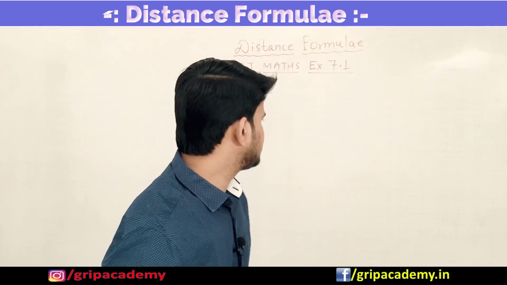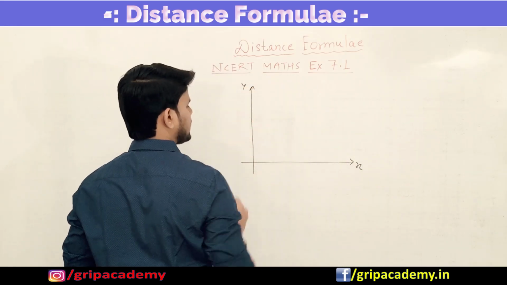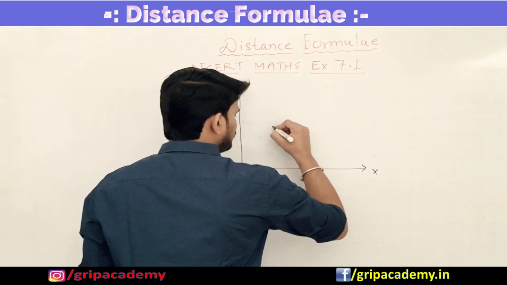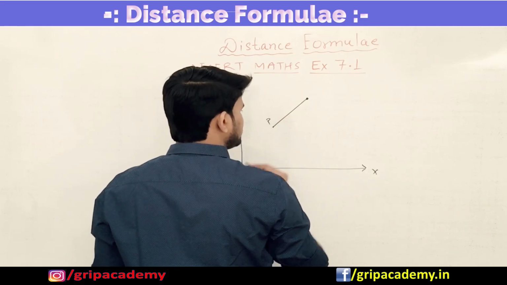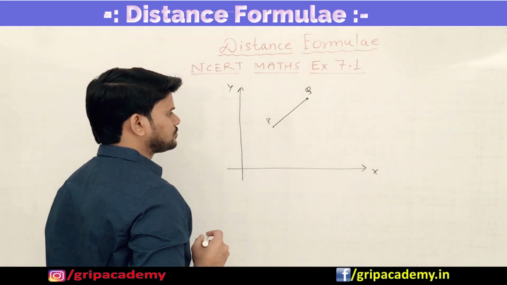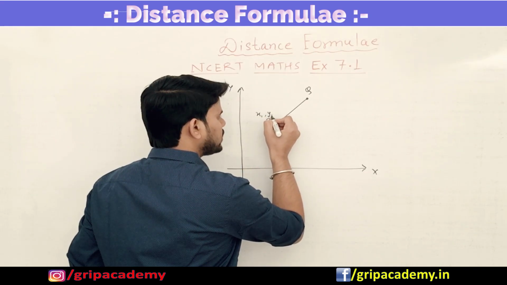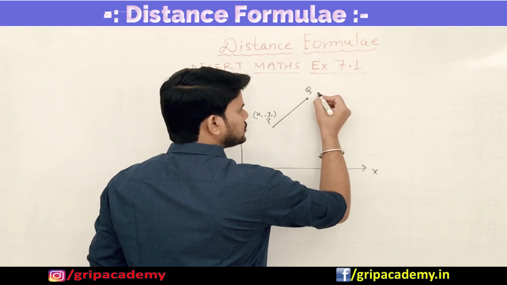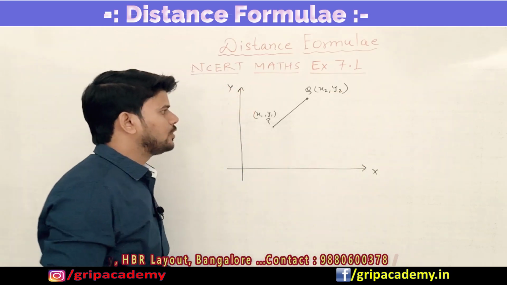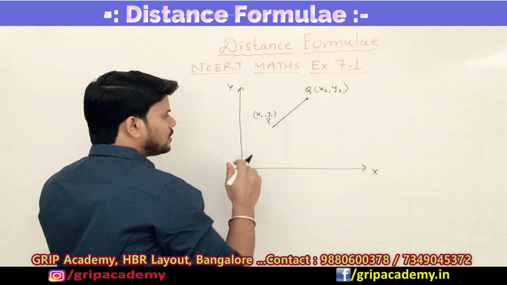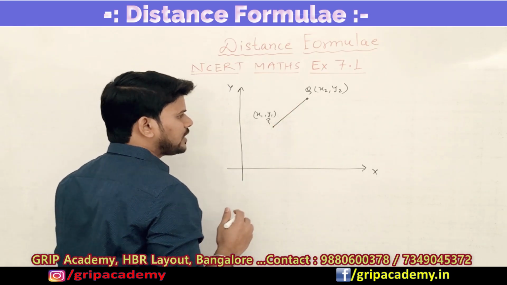Okay, so let's consider this is the x-axis and this is the y-axis. Consider two points are given, one point is P and another point is Q. Let the coordinates of point P be x1 comma y1 and the coordinates of point Q be x2 comma y2. So we have to find the distance PQ. How will we find the distance PQ?